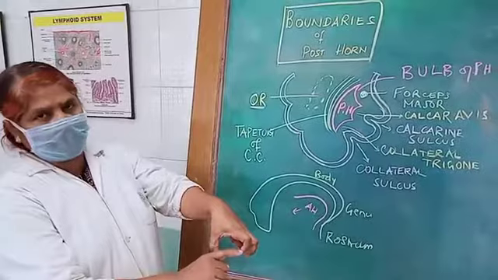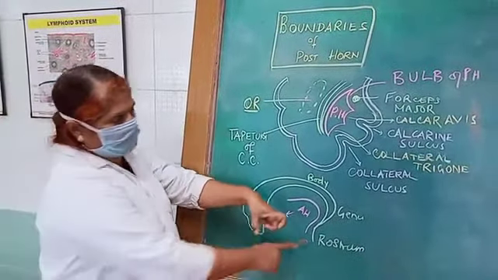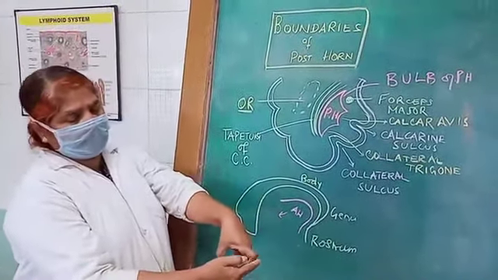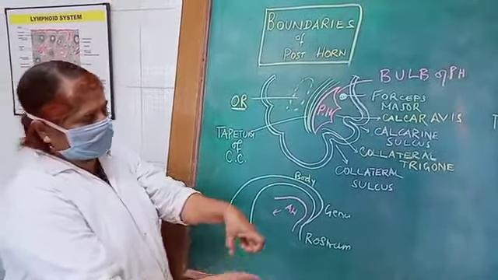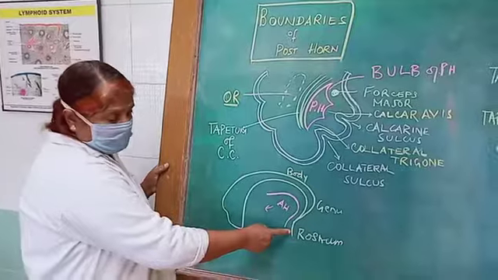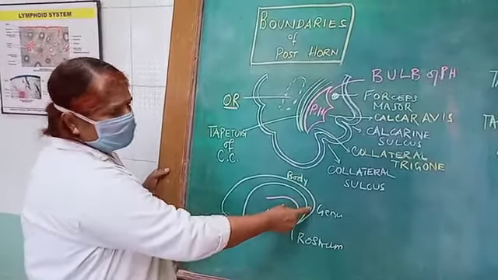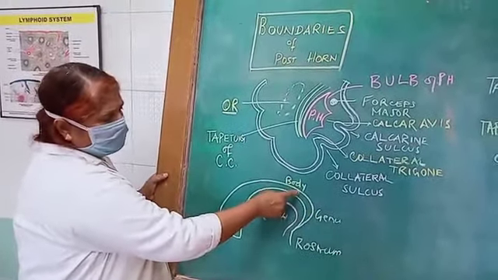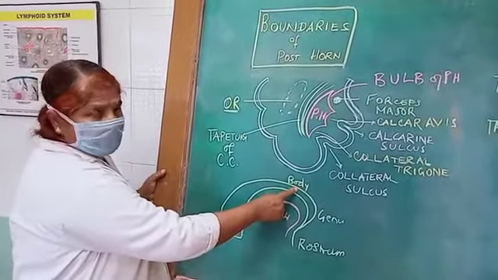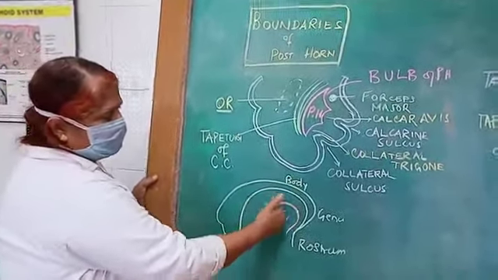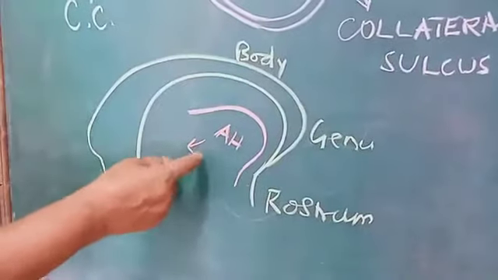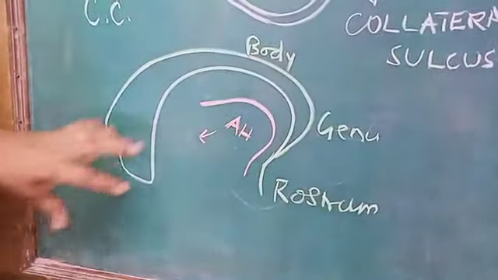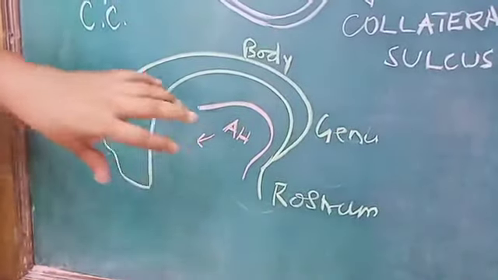So what is the boundary of the anterior horn? This is in front and below, the floor, that is the rostrum. In front this is a genu and the roof, or above, this is the body of the corpus callosum. So this is a rostrum on the floor, anteriorly by the genu and above or superiorly by the roof, by the body of the corpus callosum. That comes in direct relation to the anterior horn of the lateral ventricle, which is continuous with the body of the lateral ventricle. So this is the boundary of the anterior horn.